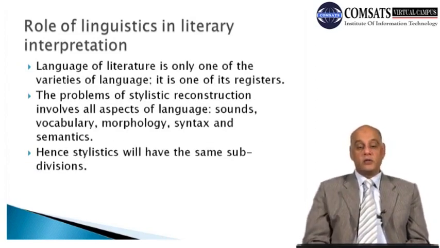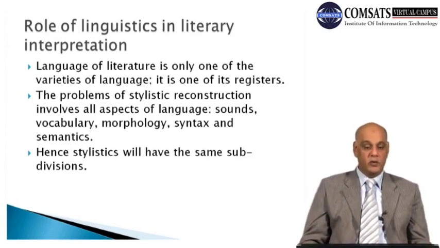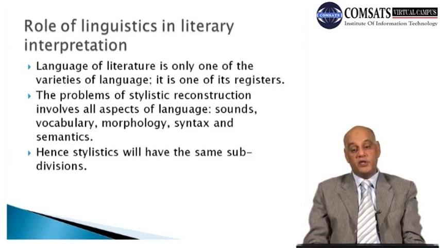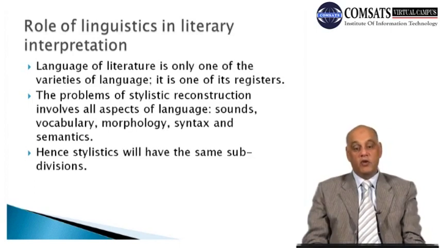Language of literature is only one of the varieties of language. It is one of the registers. It is a type of language that is being used. The problems of stylistic reconstruction involve all aspects of language: sounds, vocabulary, morphology, syntax, and semantics.